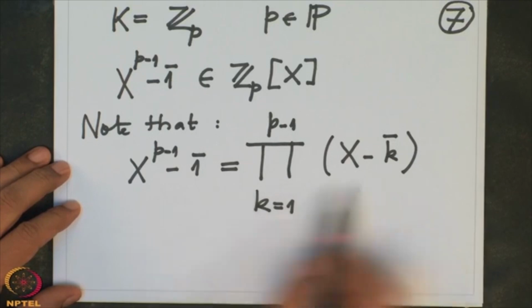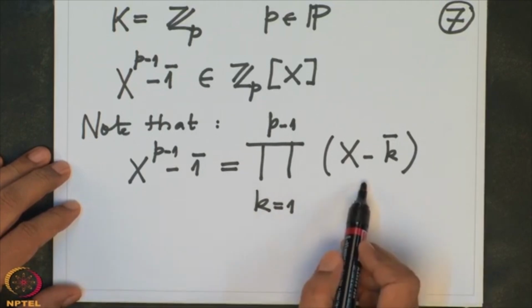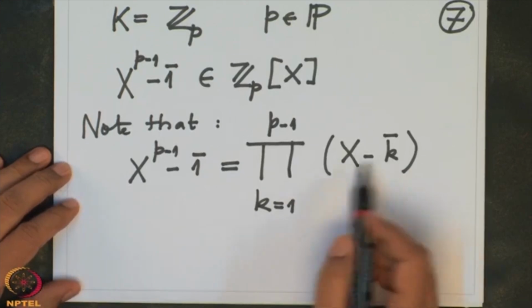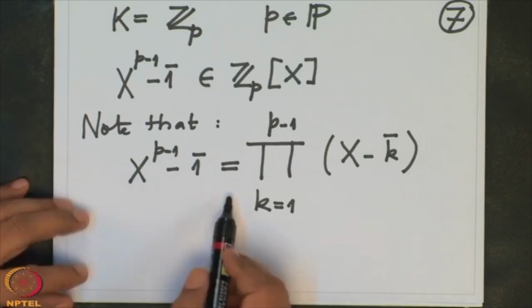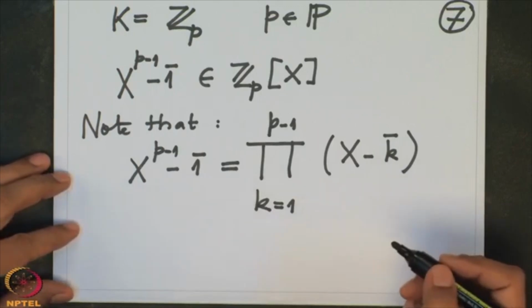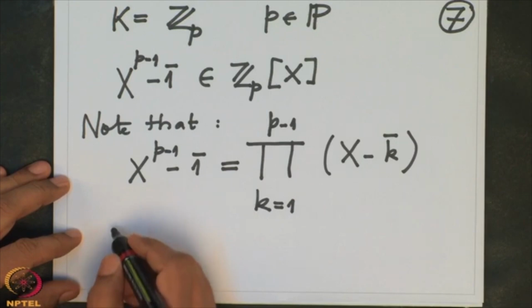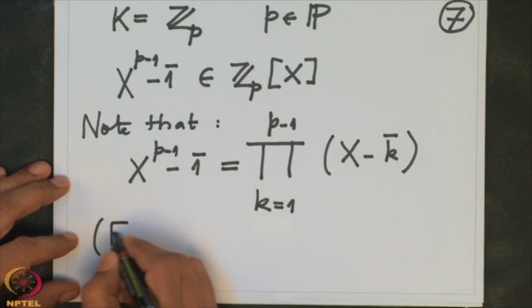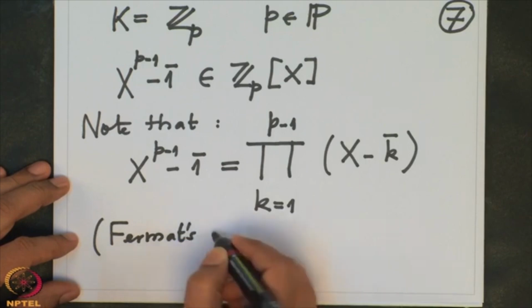This is, I want to check this equality first. So what do I have to check? I have to check that when I expand this side, only two terms remain, the degree term and the constant term. So the in-between terms become 0. Or I just want to say that this is precisely what is known as Fermat's little theorem.